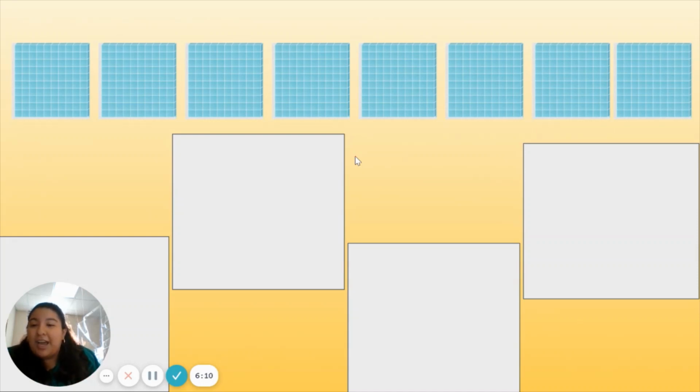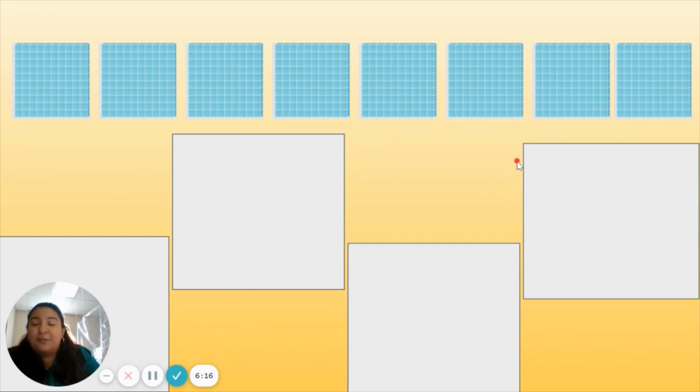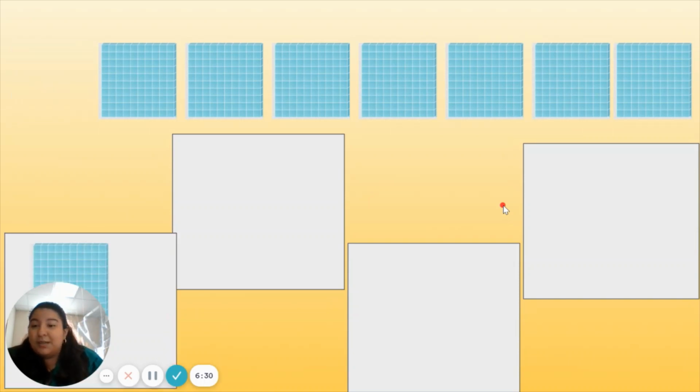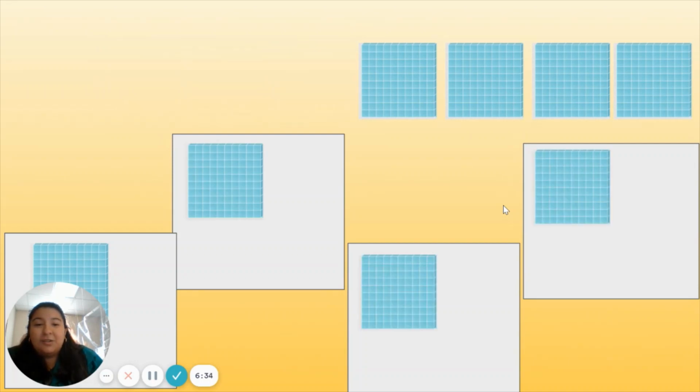I have 8 flats or 800s, which is equal to 800. And I have my 4 groups or my 4 binders. So I want to be able to equally put into each one. So do I have enough? 1, 2, 3, 4, 5, 6, 7, 8. Do I have enough to put into 4 groups? Yes, I do. So let's go ahead and do one time. 1, another one, another one, another one. I was able to successfully put 1 into each group.